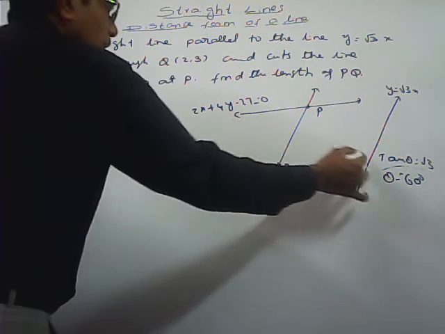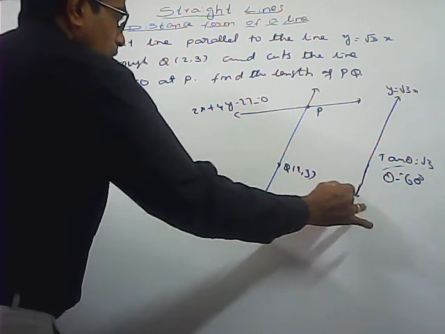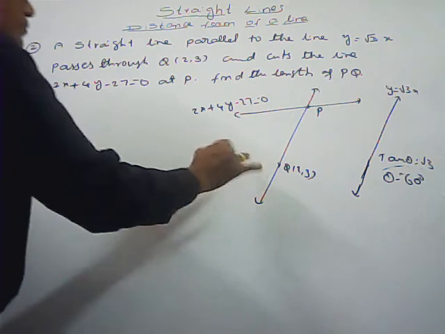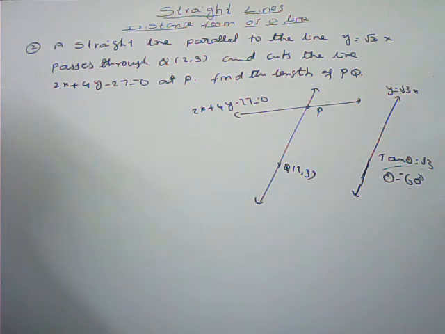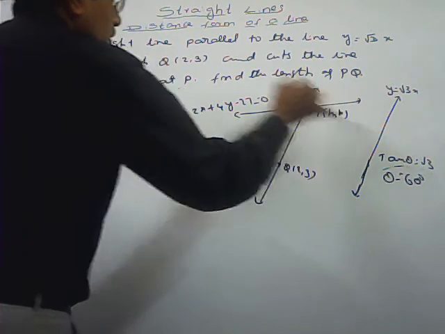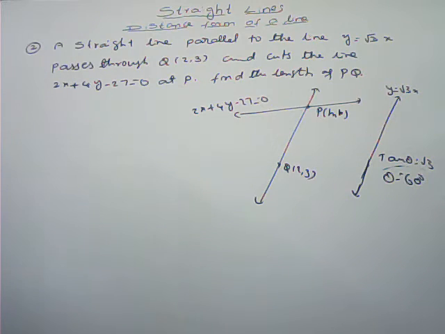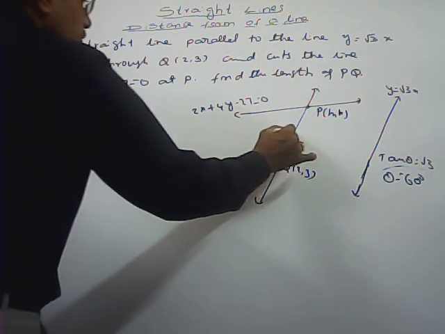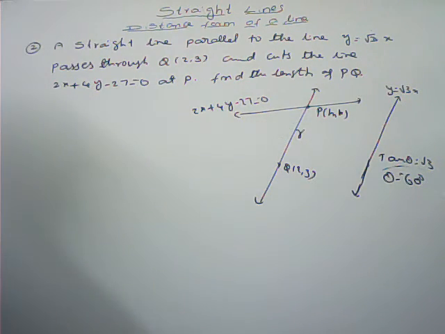These two lines are parallel, so their slopes are the same. If two lines are parallel, their slopes are the same. Here also theta equals 60 degrees. So I am taking the coordinates of P as (h, k), at a distance r units from Q(2, 3). If you want only one point, you can take only r, with no need for plus or minus. If you want both possibilities, we can take plus or minus.